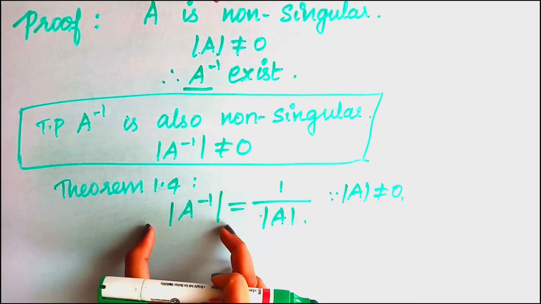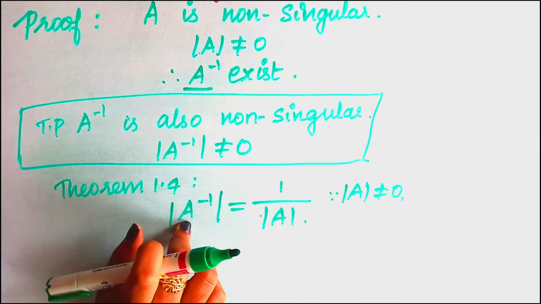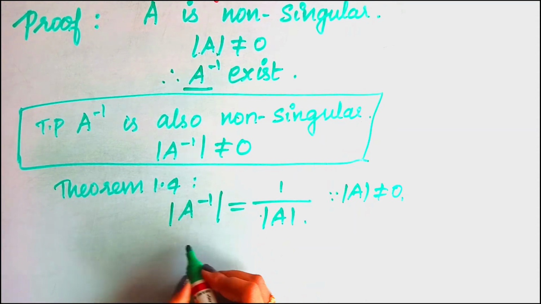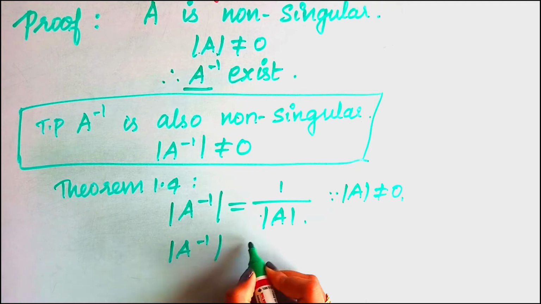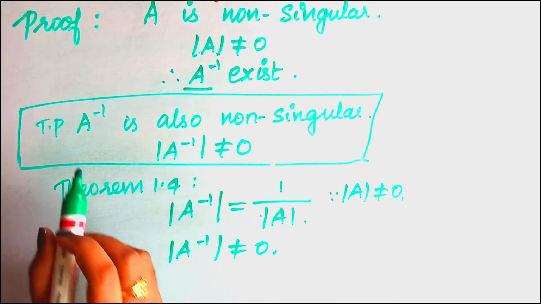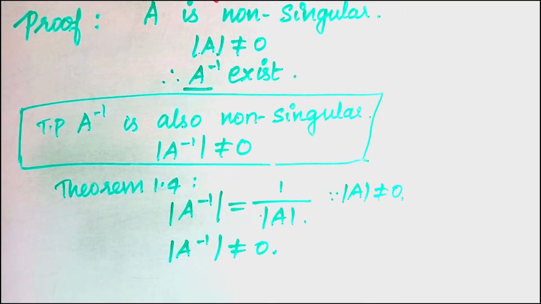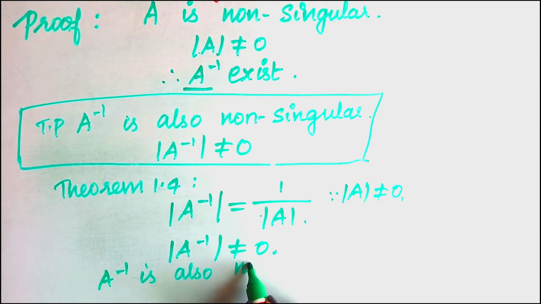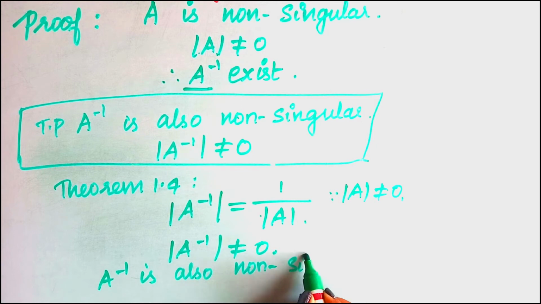So therefore you can say that the determinant of A inverse is also not equal to 0. Therefore you have proved that the determinant of A inverse is not equal to 0. Therefore A inverse is also a non-singular matrix. So let's write it: A inverse is also non-singular. Can you understand it?